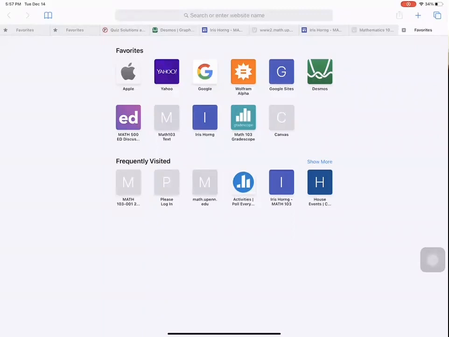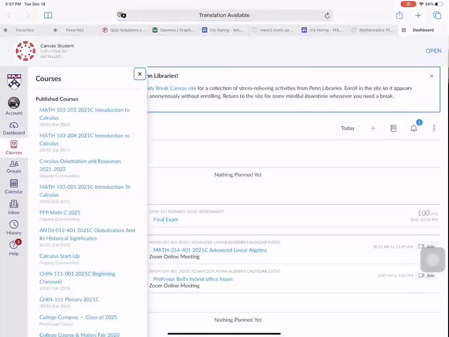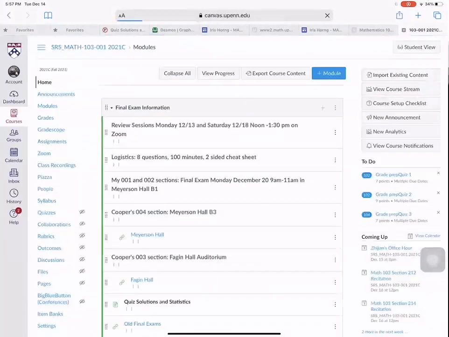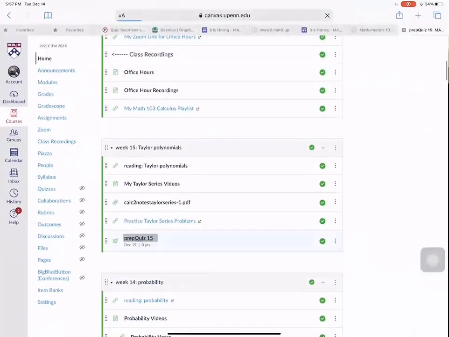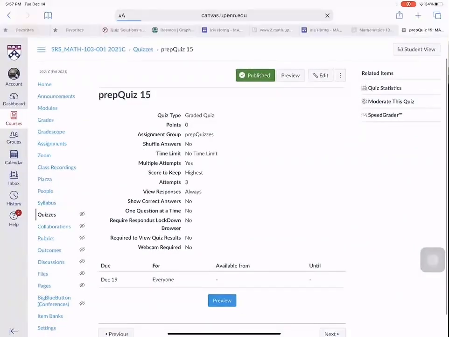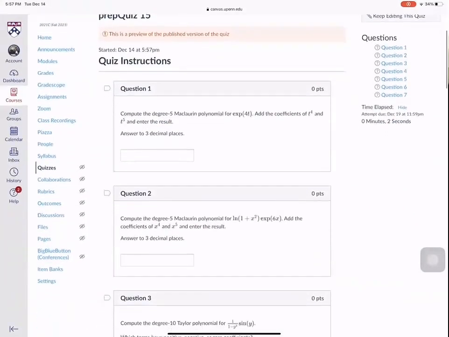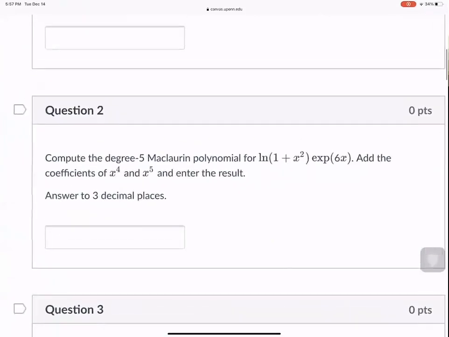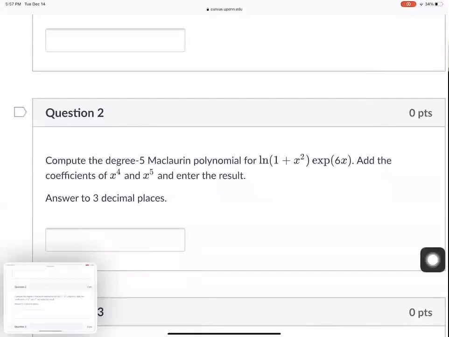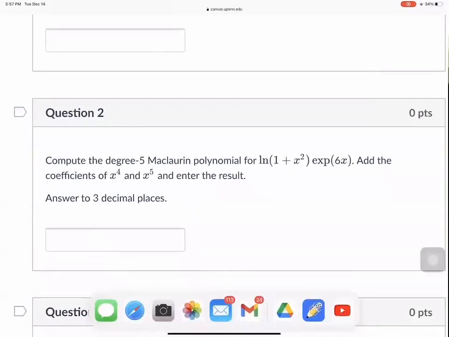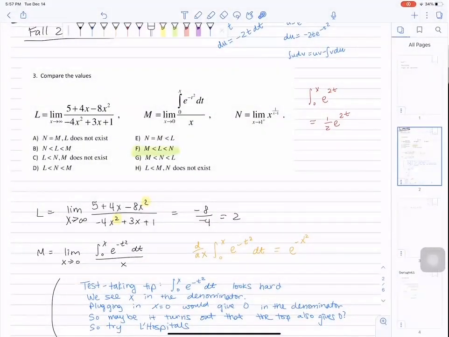We go over question 2 from the prep quiz on Taylor series. Okay, so let's see. Prep quiz on Taylor series. Guess that's 15. Okay, so let's do this example.